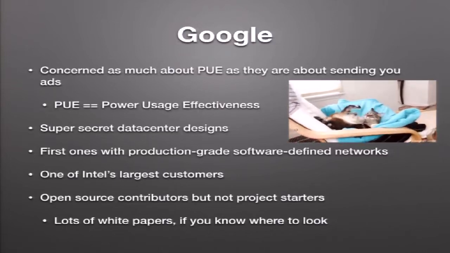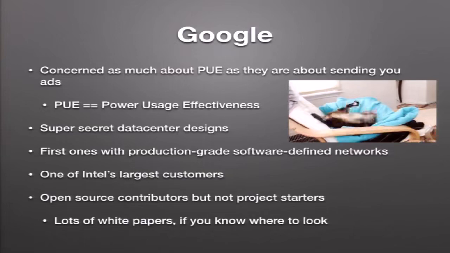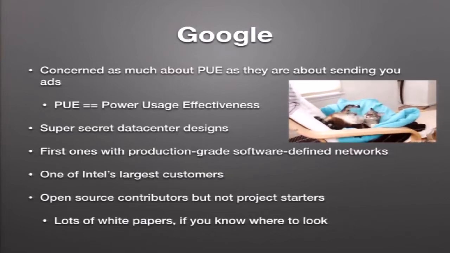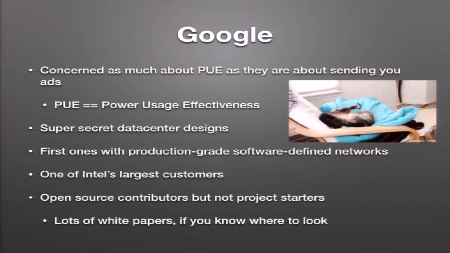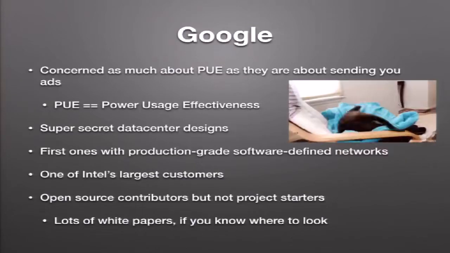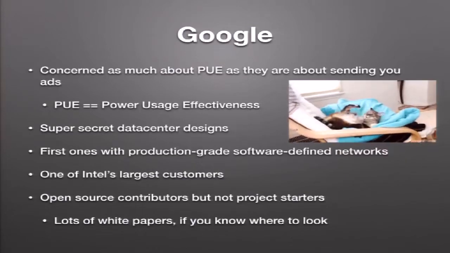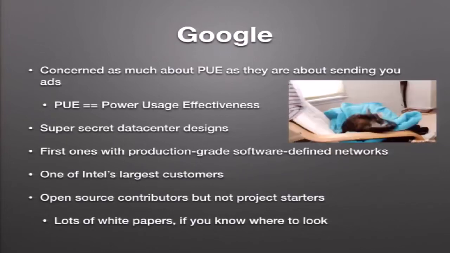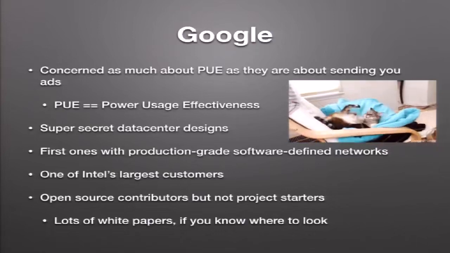Google is super, super secret with their data center designs. They were the first company that I know of to have production-grade software-defined networks. They've been running their data centers on it for a long time now. You would never know this. You're not supposed to know this. This is all back-end stuff, right? They do a very good job of hiding these things. They're one of Intel's largest customers.